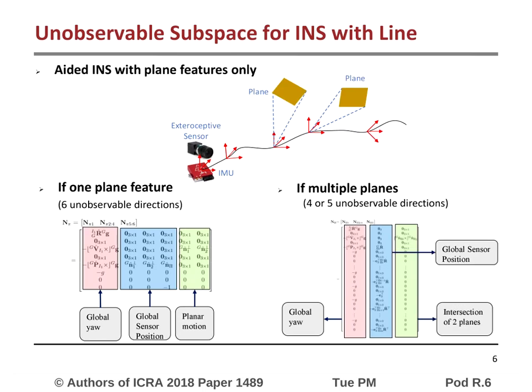For aided INS with plane features, if only one plane feature is used, there will be 6 unobservable directions. The additional 2 unobservable directions relate to the plane motion perpendicular to the normal direction of the plane. If multiple planes are used, there will be 4 or 5 unobservable directions.